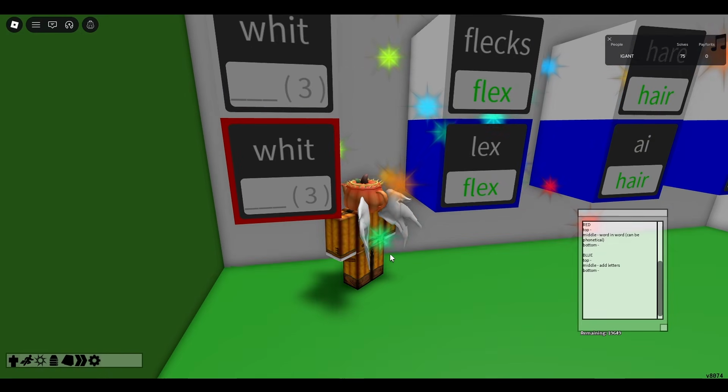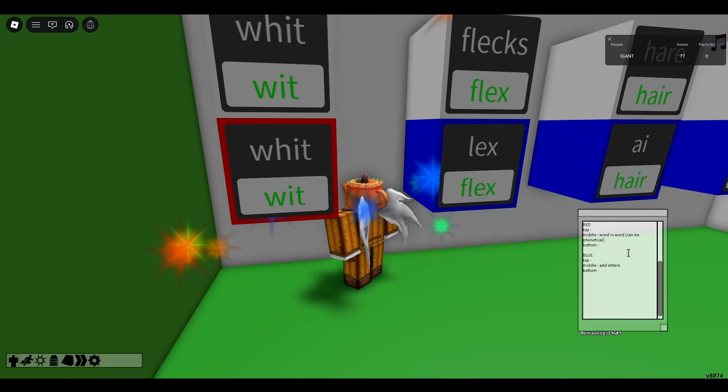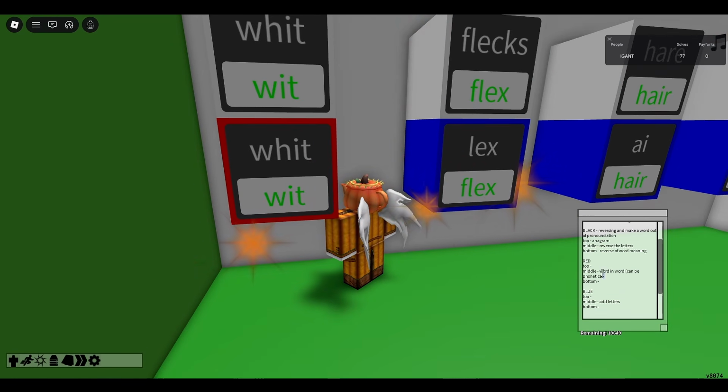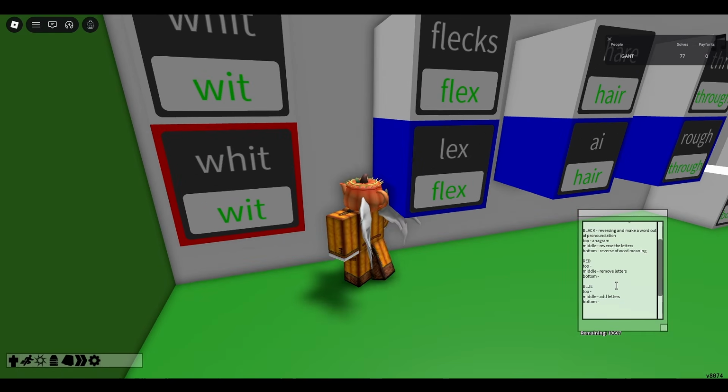Okay, that makes sense. Oh, so it's remove letters. Okay, so I had it wrong. It wasn't word and word phonetical. It was remove letters. That makes sense. So blue and red could be opposites to each other? Maybe blue's about adding and red's about removing.